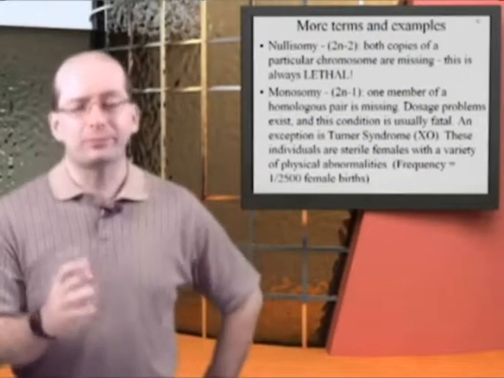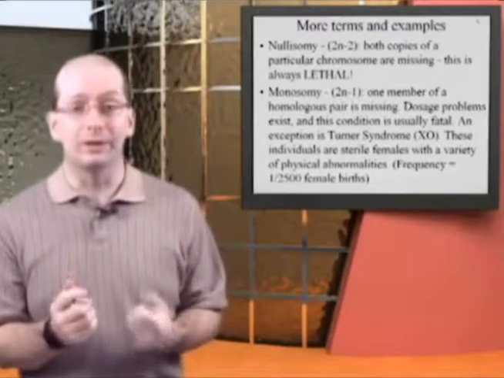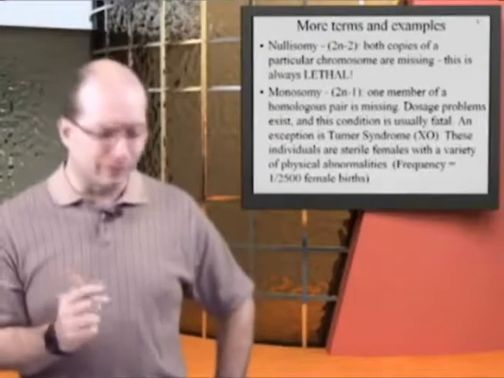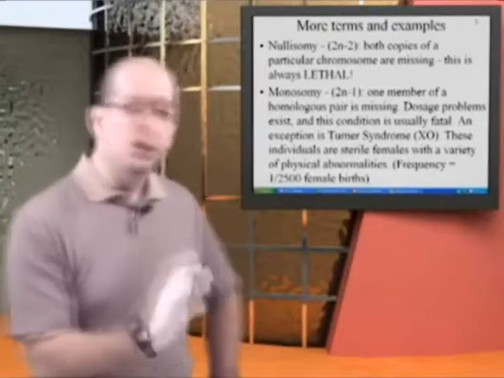All right? So that's the idea of non-disjunction. You should definitely be familiar with that. It's going to come up one way or another, most likely on a test question. Okay? So that explains how we can get aneuploid individuals. Let's talk a little bit more about what actually happens and some more terms and the phenotypic consequences of this situation. Okay, well, we'll go over these terms.